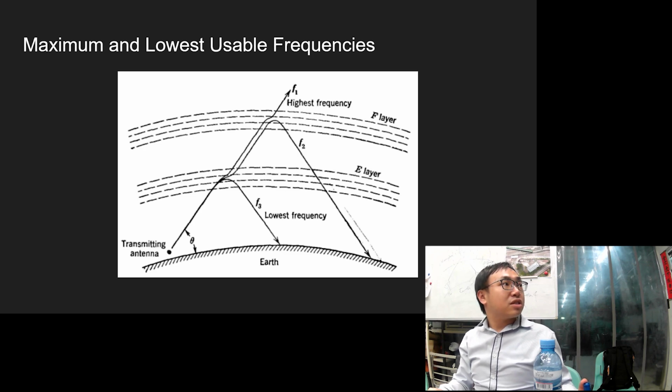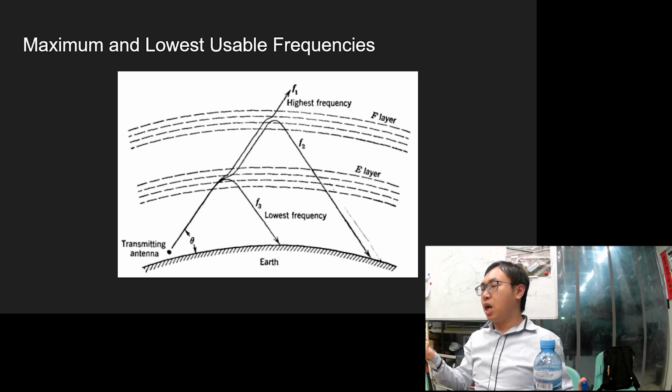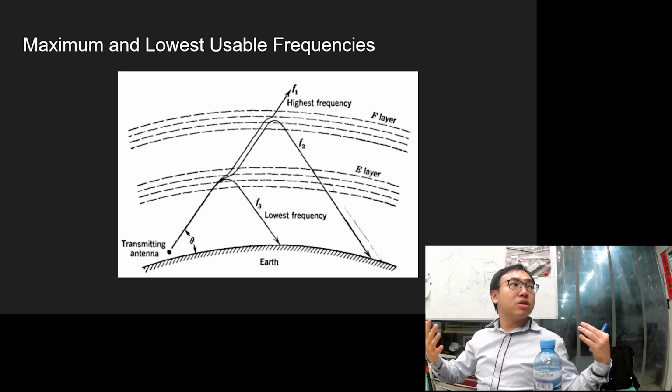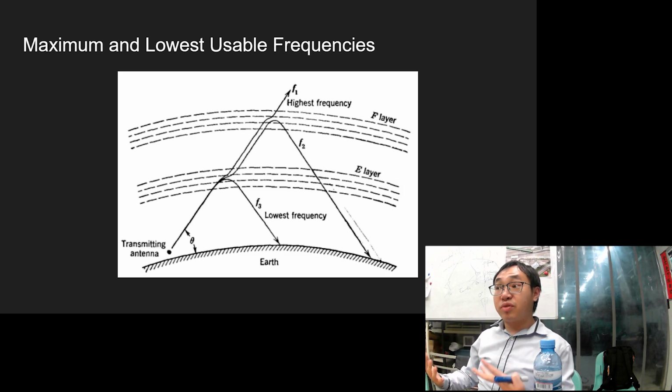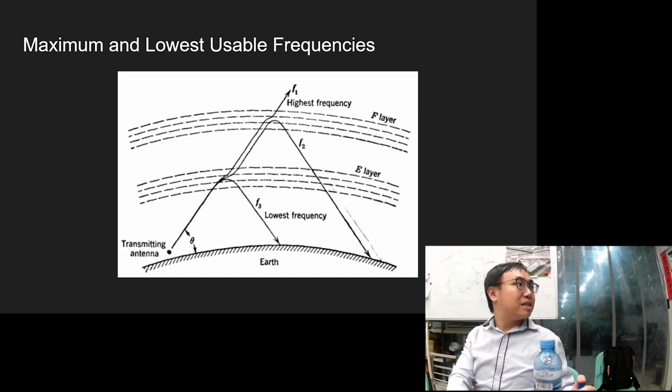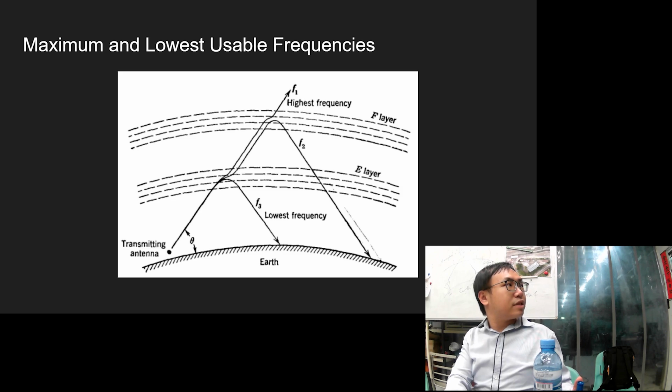Because of the angle of emission. So you can see that F1 can be used, right? F2 can be used. Lowest frequency. If your frequency is very, very low, they may be affected by other things, like they cannot be refracted by the ionosphere, or they get absorbed. That's why they have a range for you to use.